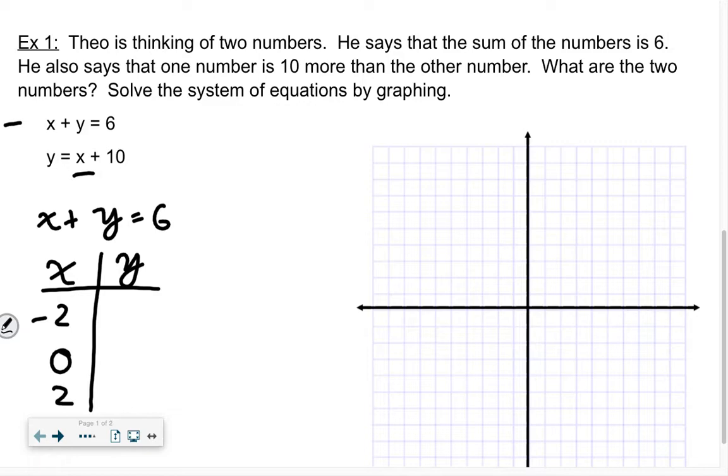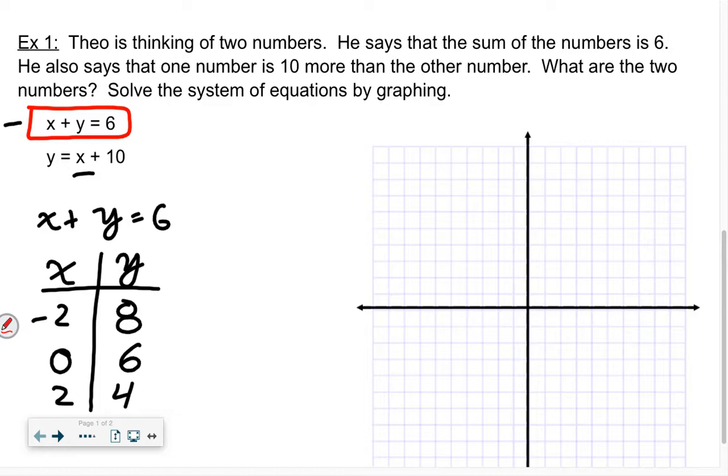Now, if my x value is negative 2, that must mean that my y value would be 8, because negative 2 plus 8 would get me that 6. If my x value is 0, that must mean my y value is 6. And if my x value is 2, that would mean my y value would have to be 4. So I chose the xy table for this one simply because I can do mental math in my head to generate those y values.